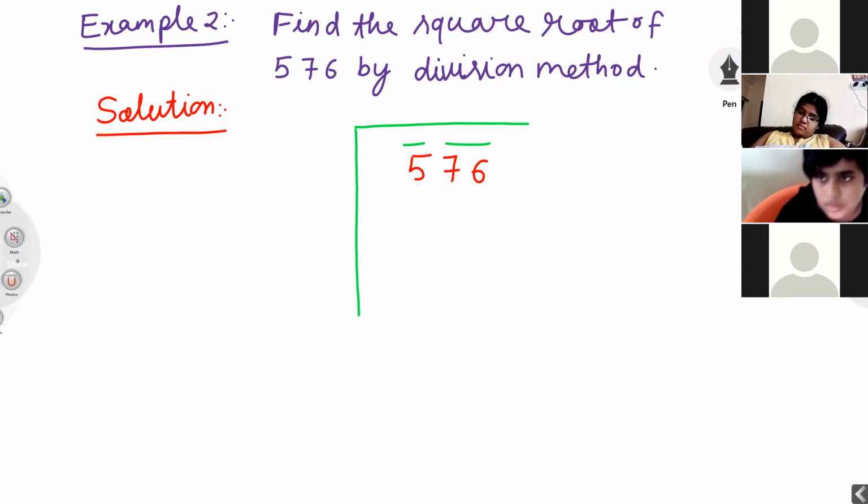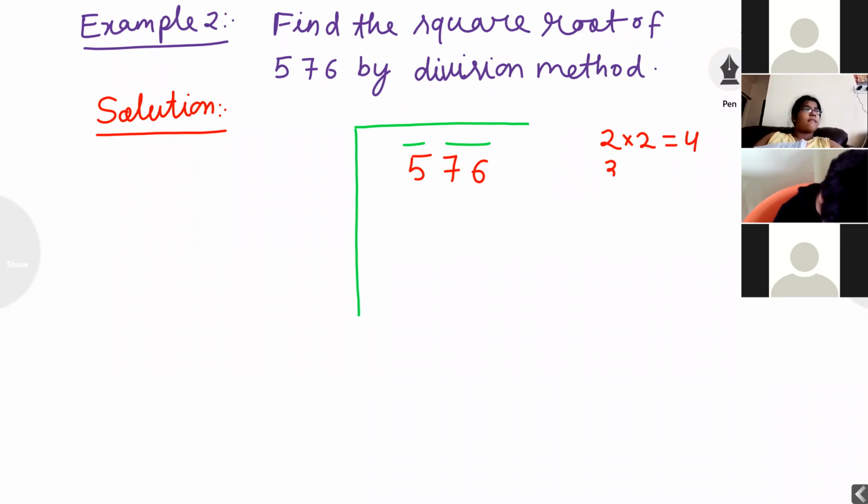I want to find a number whose square is less than or equal to 5, because this is only one digit. If I take 2, then 2 into 2 is equal to 4. If I take 3, 3 into 3 is equal to 9. This is the greater value, so we will not take it. We take the first value. So I am taking 2 here, and I will write 2 in two places, 2 up and 2 down.